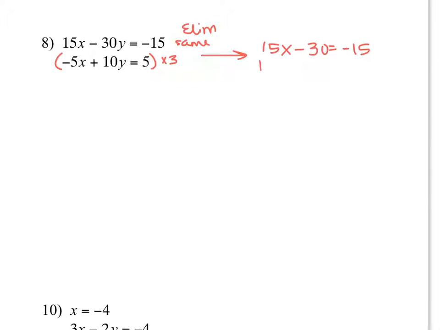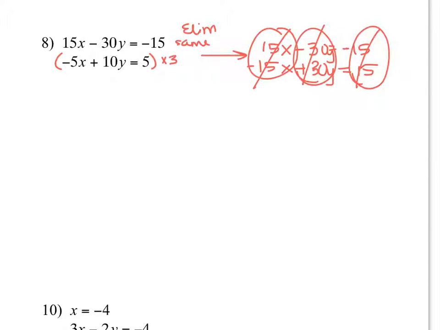All right, the bottom is going to become -15x plus 30y. Well, I miscopied the top. Equals 15. And now we need to add. Notice that the x's cancel, and the y's cancel, and the 15's cancel. So here we're going to be left with 0, because there's nothing on the left side, equals 0.